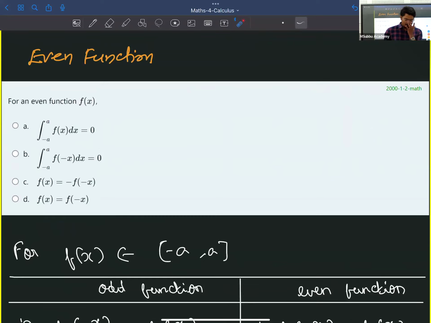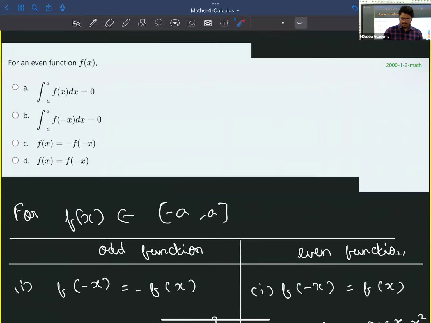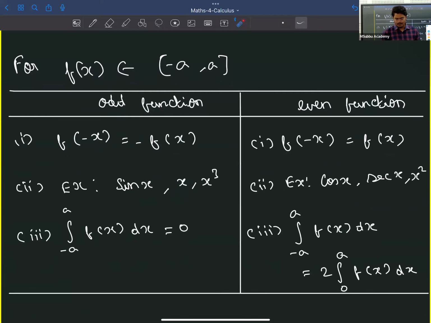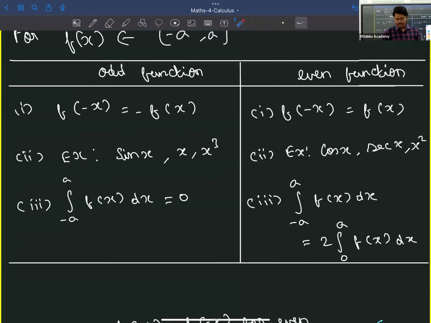So even function, odd function. First, let us discuss what is an even function and what is an odd function. So let us take a function f of x, for x belonging to minus a to a. Let us differentiate between odd function and even function. When f of minus x is equal to minus f of x, the function is said to be an odd function. When f of minus x is equal to f of x, it is said to be an even function.